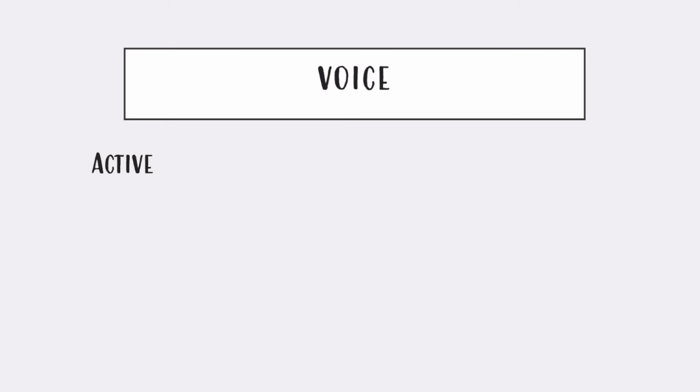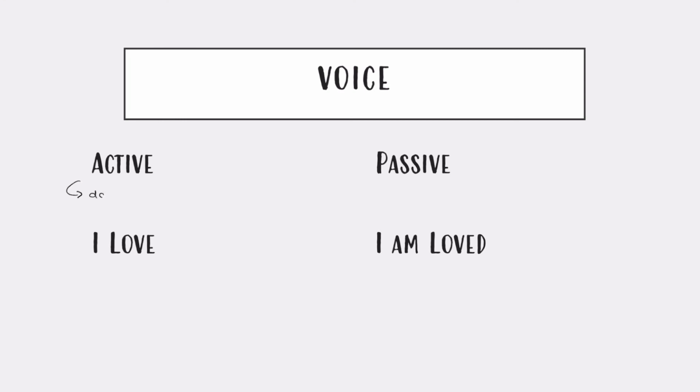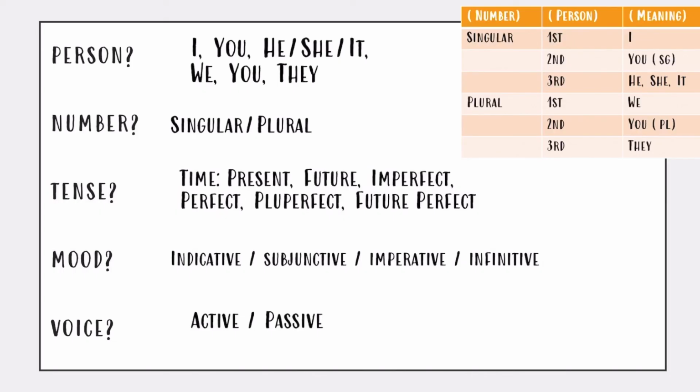Then we have voice. This is just split into active or passive. So active example, I love, passive, I am loved. If you can spot the difference here, it's essentially whether you are doing the action, so I love reading, or whether I am passive in the action, whether I'm having the action done to me, I am loved. Somebody else is loving me. So I throw, I'm doing the action, the ball is thrown, the ball is having the action done to it, it is being thrown. So those are your main grammar terms that you need to know.